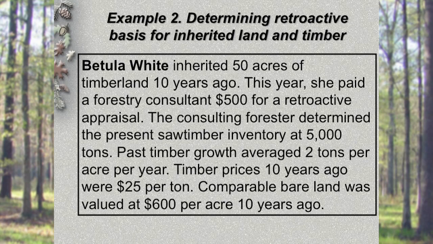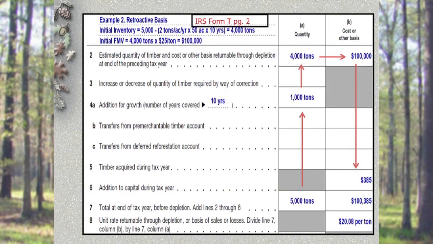And we try to figure out what is the basis today in her timber when she inherited it 10 years ago. Well, the way we do this is we work the Form T backwards. This is page 2 of Form T, and you'll see there down on line 7, this is the current year. We have 5,000 tons of timber on this property. We need to grow it back 10 years. So what's 10 years worth of growth?